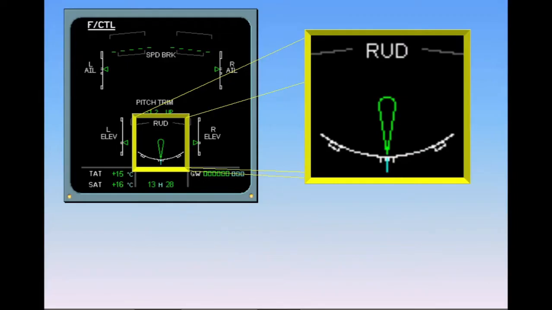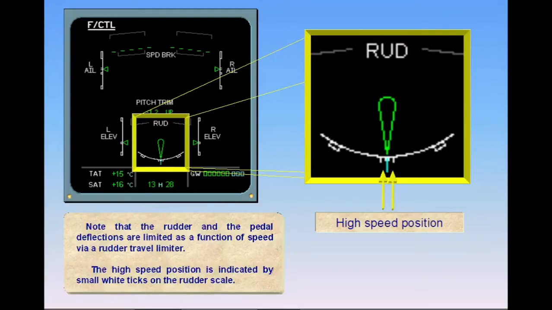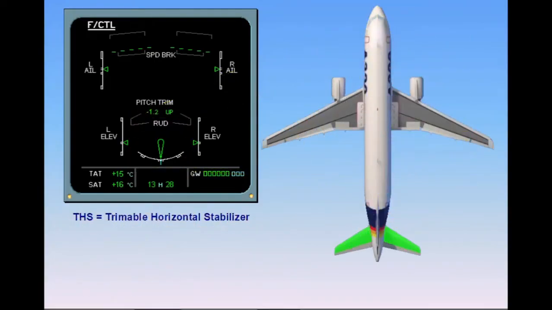Note that the rudder and the pedal deflections are limited as a function of speed via a rudder travel limiter. The high speed position is indicated by small white ticks on the rudder scale. The pitch trim position is indicated by THS deflection in degrees up or down. Let's continue with the spoilers.